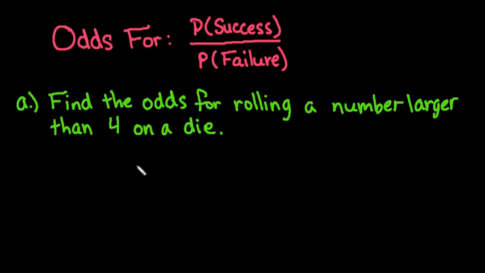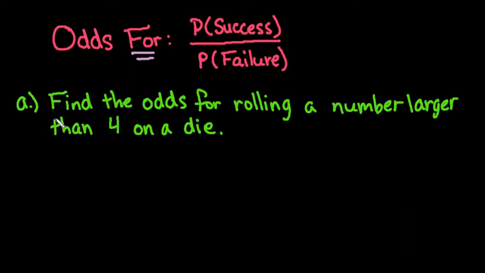Hi, for this video, what I want to talk to you about is how do you find the odds for something happening? Whenever it says odds for, you're going to use this formula: the probability of success divided by the probability of failure. If it says the odds against, you just do the reciprocal of this formula. Anytime it says odds for, it's the probability of success, what you want to happen, divided by the probability of failure, what you don't want to happen.